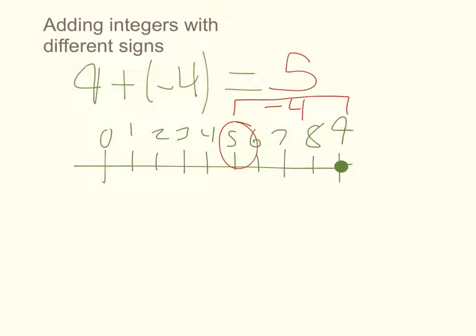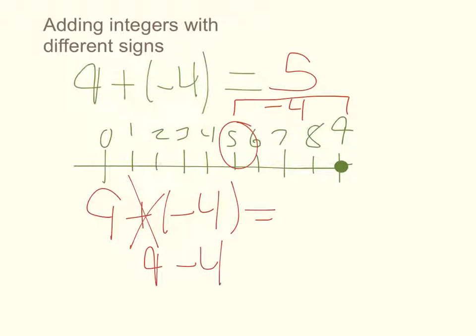Now, when you have a positive number plus a negative number, you could also cross out your positive and just go right into subtracting. So we know 9 minus 4 is 5. So that would be a quicker way of doing it without a number line.